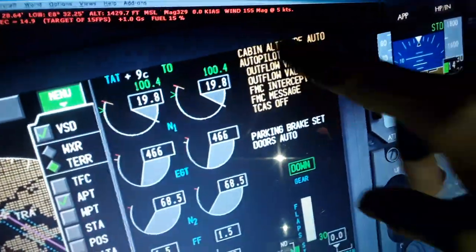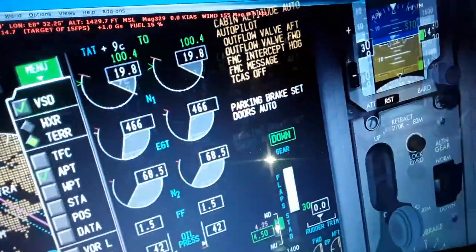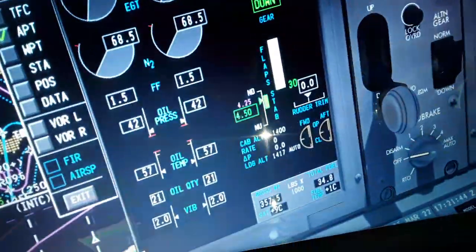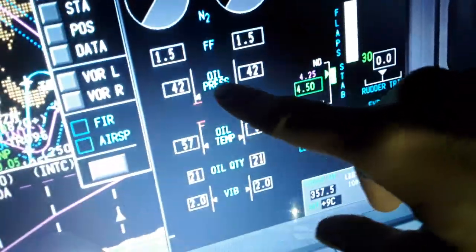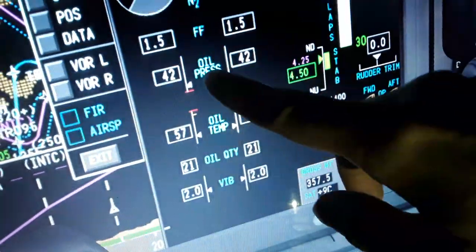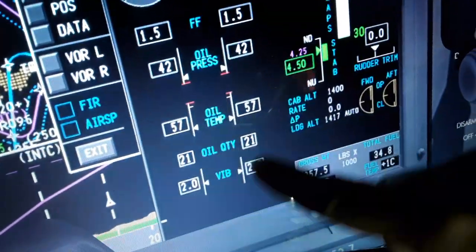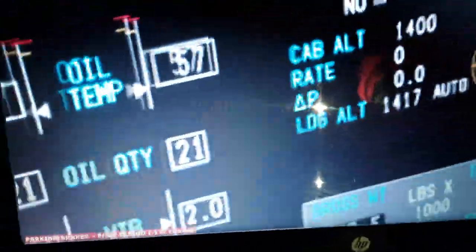We have some warnings in yellow or amber color, parking brakes and doors. You can see the fuel flow per hour, in 1000 kilograms or 1000 pounds, oil pressure, oil temperature, oil quantity, and the vibration of the two stages of the engine.